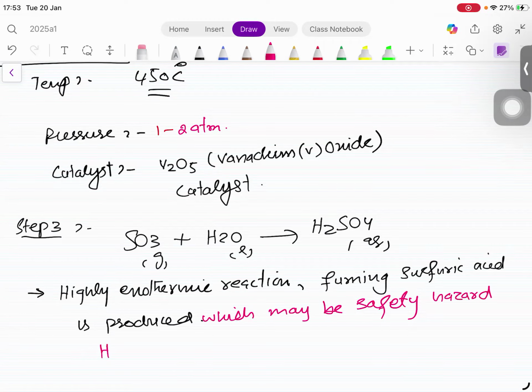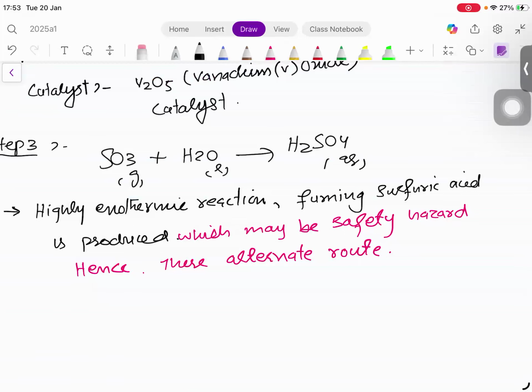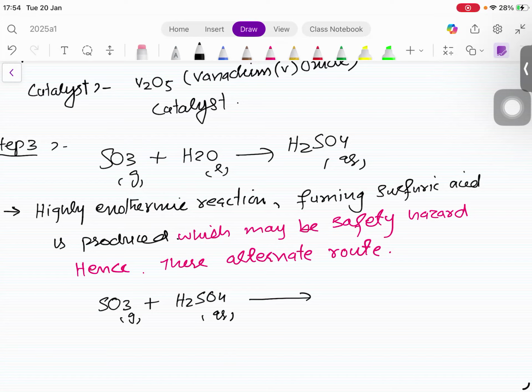Hence, what to do? There is an alternate route. And what is that alternate route? This is interesting. Instead of adding sulfur trioxide directly into the water, this sulfur trioxide gas is passed into already prepared sulfuric acid, the concentrated sulfuric acid. So you must have sulfuric acid already prepared. That sulfur trioxide is added into the concentrated sulfuric acid, and then it becomes H2S2O7, another compound which is known as oleum.